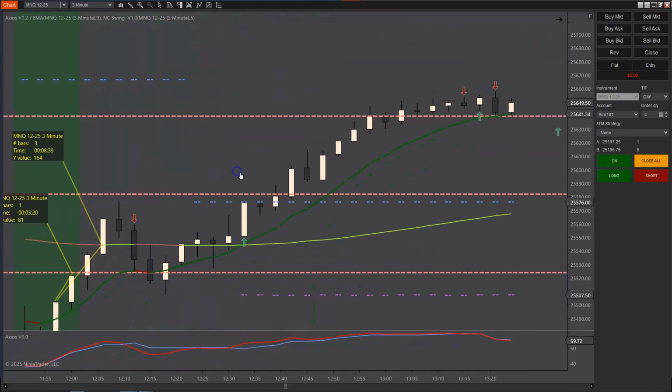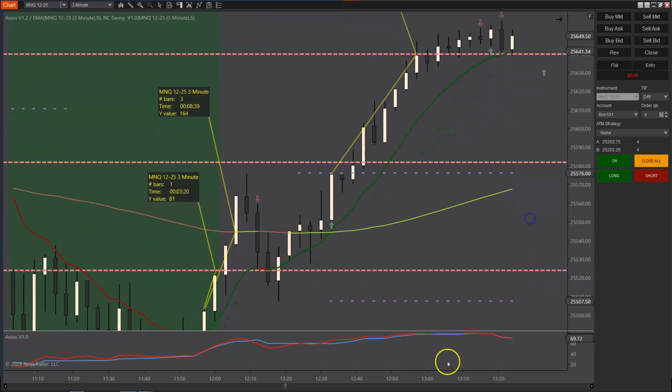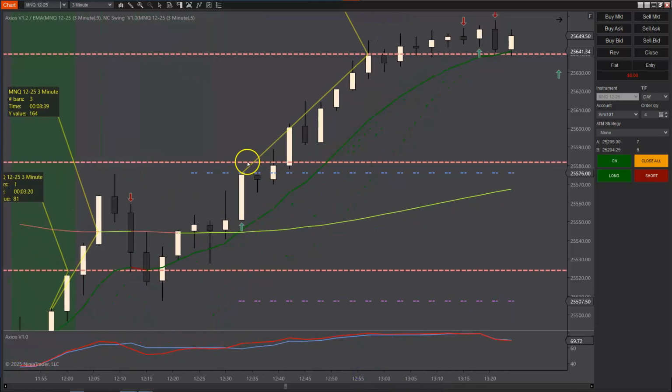This is just a nice Axios trade after our trading window. You would have entered along here, and you would have been out. Well, see, this is another idea. Why not target the top of the opening range there? So often the price will end up, like a magnet, going to the top of the opening range.